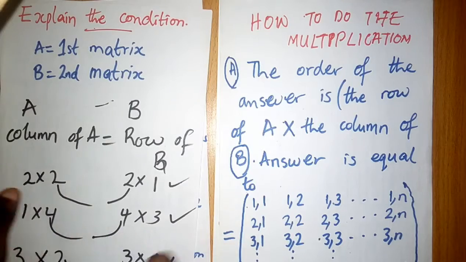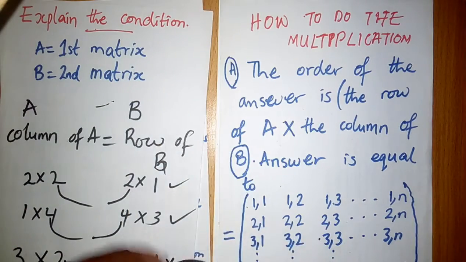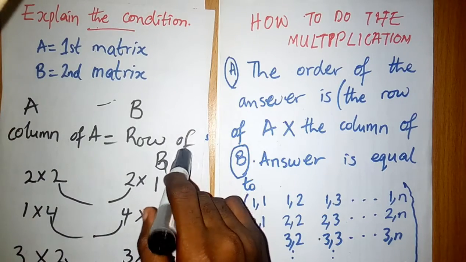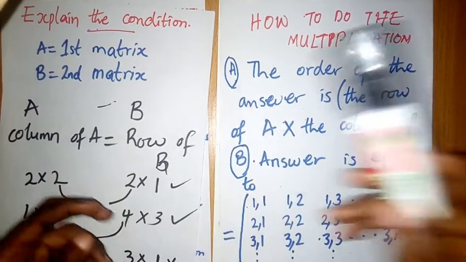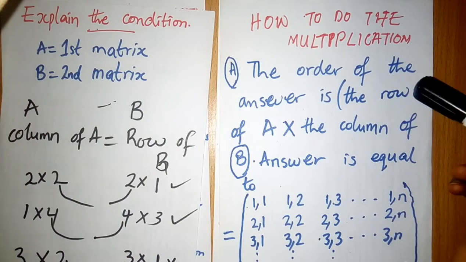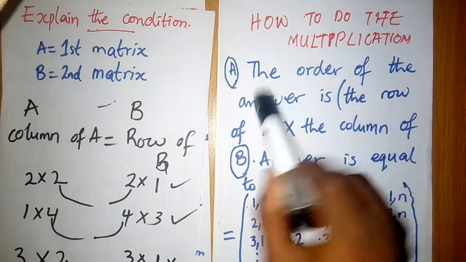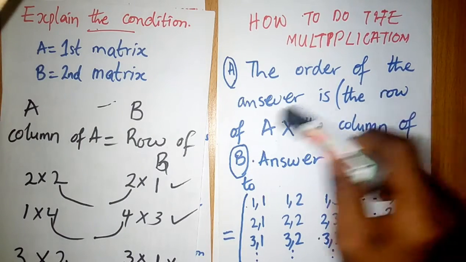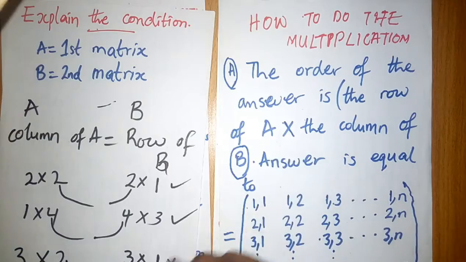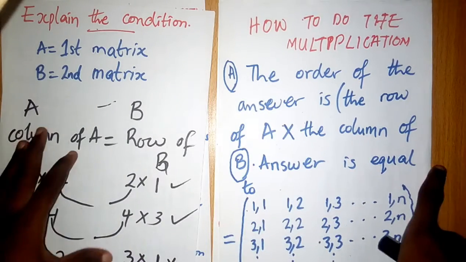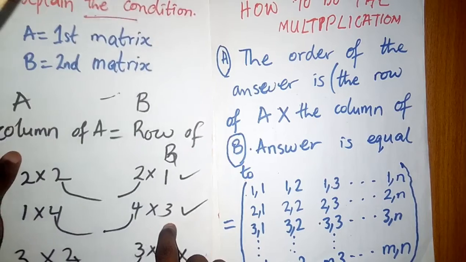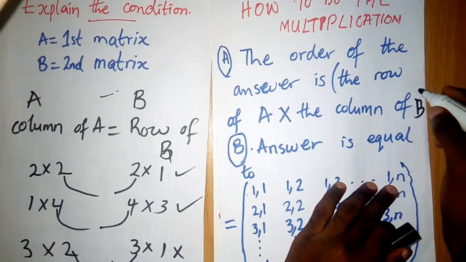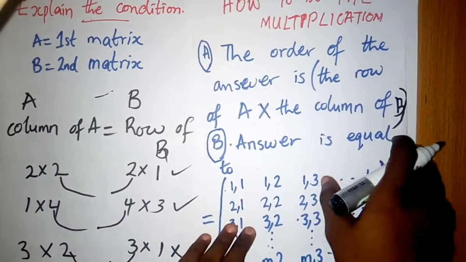Remember, the columns of A must equal the rows of B for you to be able to multiply. So the answer, you can always check it, should always be the rows of A by the columns of B. So that is the order.